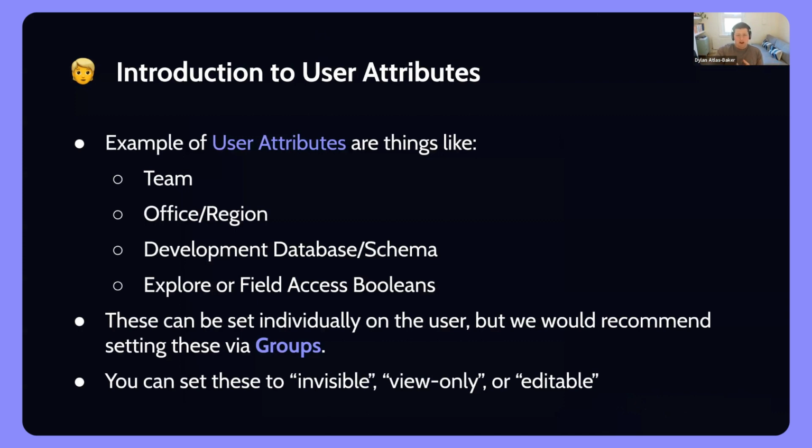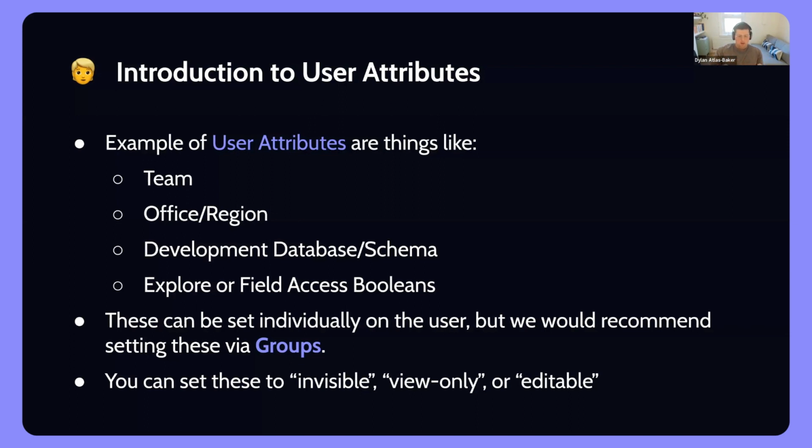A couple of examples of user attributes are things like team, office region, development database or schema. If you're using Liquid in your SQL to point to different places, you can use user attributes for that. And we do that a ton at Spectacles with our DBT integration in Looker. Or you can have different user attributes that are explicitly to grant access to certain explores or fields. So this is things like has explore X access. You can set that as a user attribute and then use that in the ways that we're about to talk about to grant access to people.